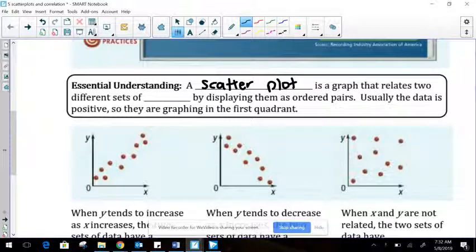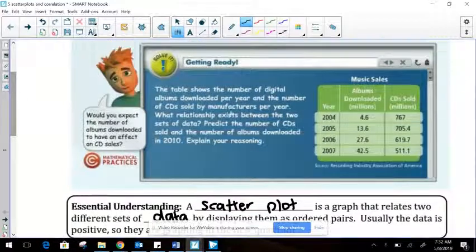is a graph that relates two different sets of data by displaying them as ordered pairs. Usually the data is positive, so we are graphing in the first quadrant. Okay, so for this example up here, it's talking about albums downloaded versus CDs sold.